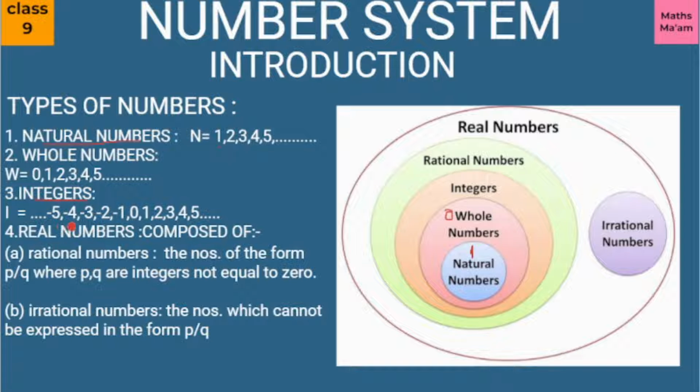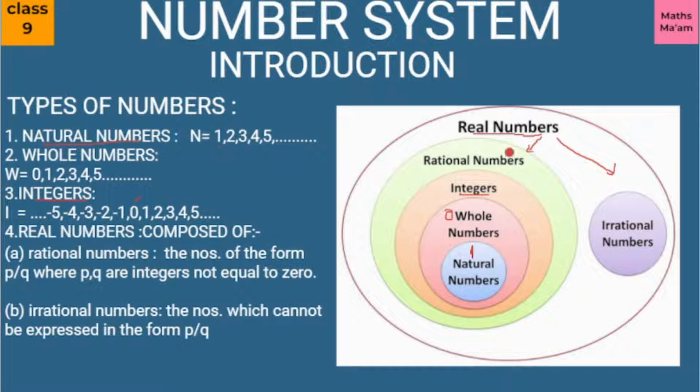If we include negative numbers also with 0 and the positive numbers, they are called integers. Positive integers, negative integers and the 0. Here 0 is neither a positive number nor a negative number. Next we have real numbers. Real numbers are composed of two kinds of numbers, that is rational numbers and irrational numbers.